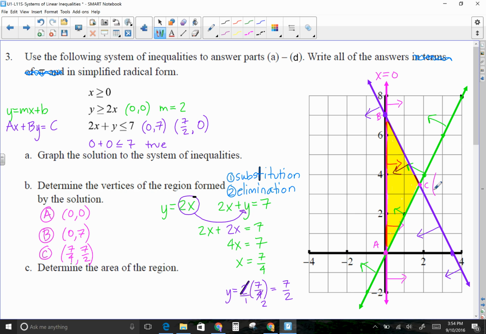That's what this is right here. So you put that in there and look and say, well, 7/4 is 1 3/4. Did I go over 1 3/4? It kind of looks that way. And did I go up 3 1/2?